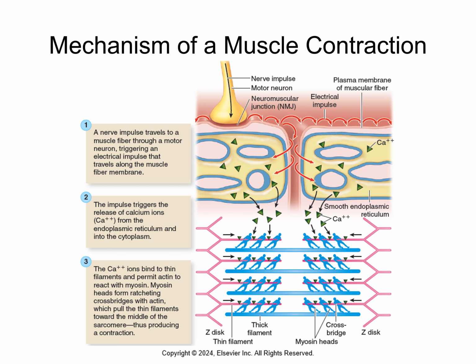So now we got a nerve impulse, electrical, telling the endoplasmic reticulum to say, hey, I need you to release calcium. Once the calcium hits the heads of what? Of the thick filament, the myosin, the heads start ratcheting, and then it pulls the thin filaments towards the middle of the sarcomere, okay? So this is a good representation of what happens. This is what a contraction does.